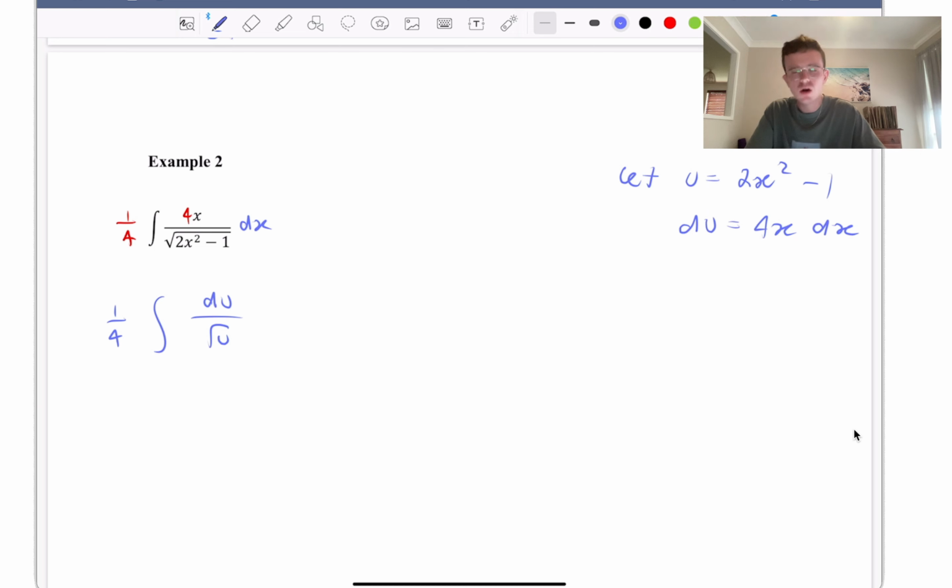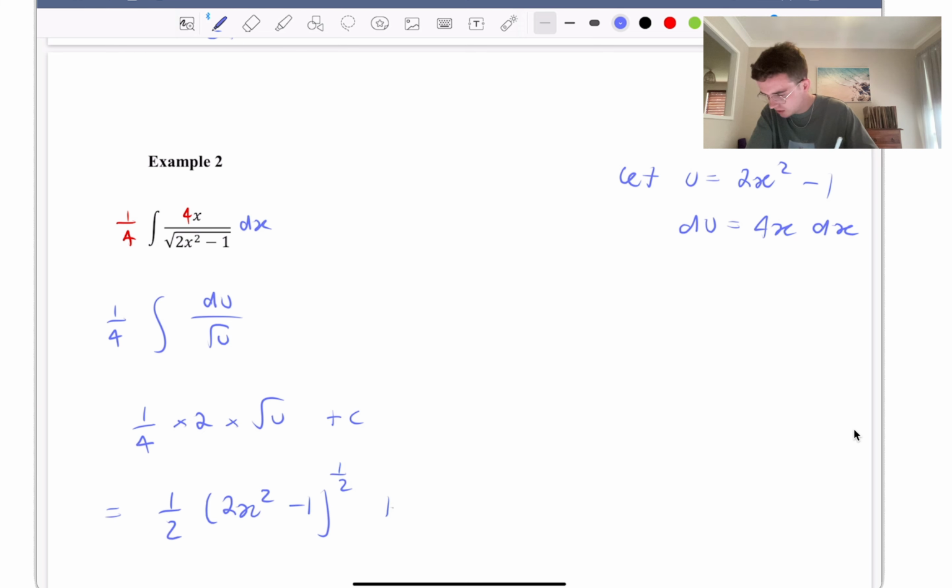Now the integral of the square root of u is going to be 2 root u, I'm pretty sure. So 1 on 4 times 2 times root u plus c, which is 1 on 2, (2x squared minus 1) to the power of a half plus c.